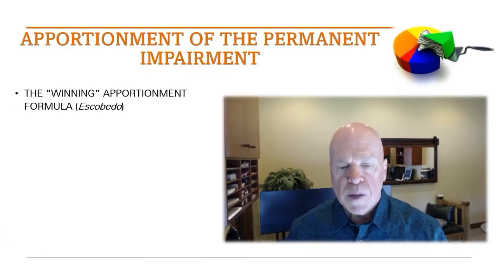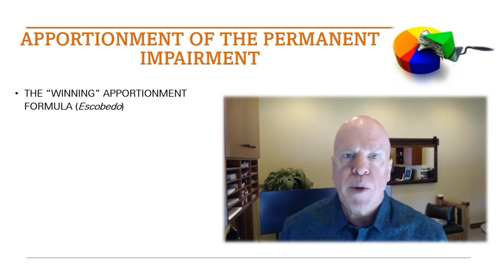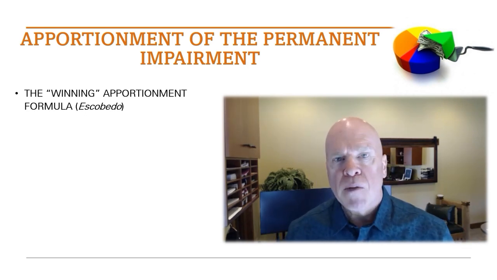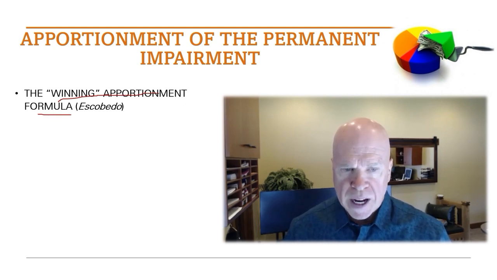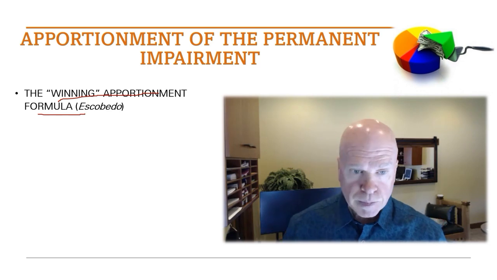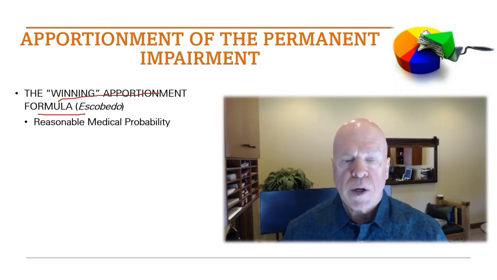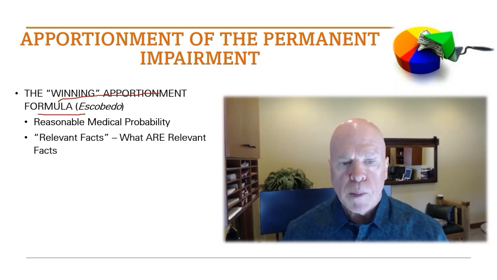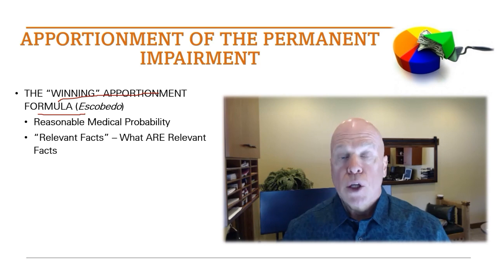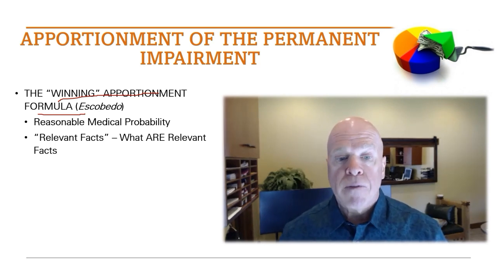So here are the key points from the Escobedo decision that we can use in formulating our own apportionment argument within the body of our report. And I refer to this as the winning apportionment formula, and it contains all of the factors that are described in the Escobedo case. Number one, you predicate your opinion on reasonable medical probability. You predicate your opinion upon relevant or germane facts.